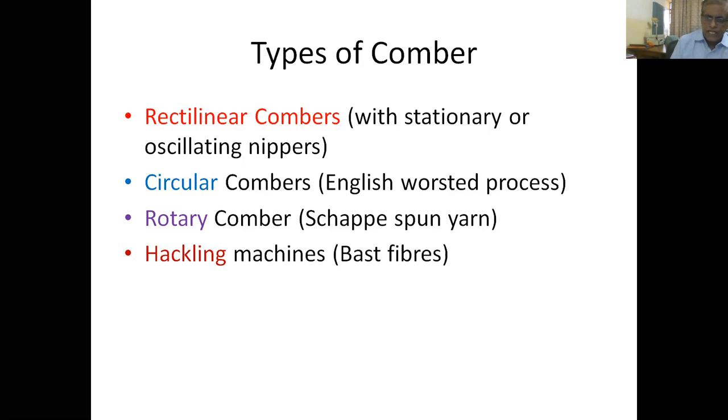And in our syllabus we will study rectilinear combers only because they are the most widely and commonly used in the world. The circular comber is used rarely, and only for the English worsted process. The rotary comber is also very rarely used, and only for shaft spun yarn. Heckling machines are for bast fibers, linen, and so on. So we will concentrate on rectilinear combers only.